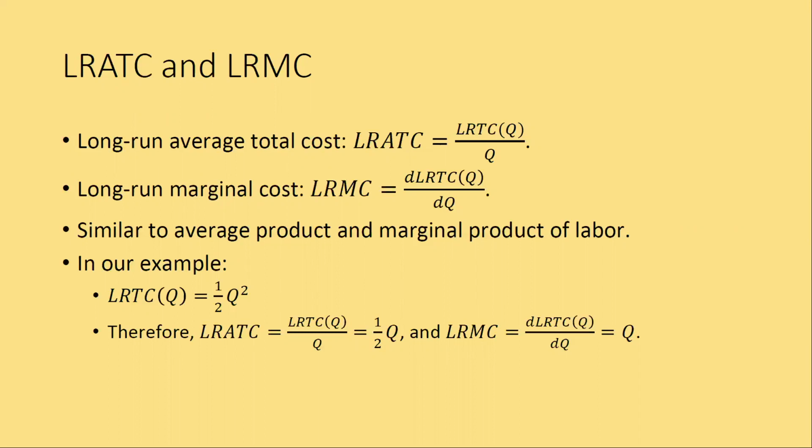And in our example, we calculated previously that our total cost is half times Q squared. So based on this definition, our long-run average total cost is half Q, or Q divided by 2, and our long-run marginal cost is to differentiate our half Q squared with respect to Q, and that gives us Q. So we can see those two are not necessarily the same. They are generally different in most cases. In some special cases, they will be the same.